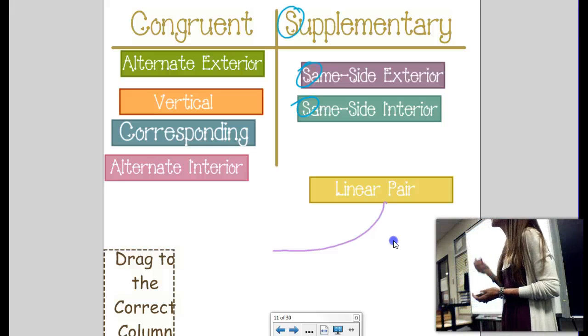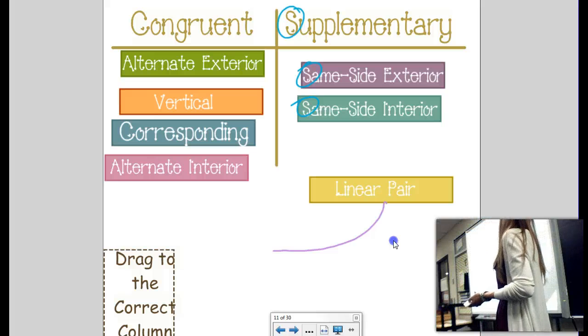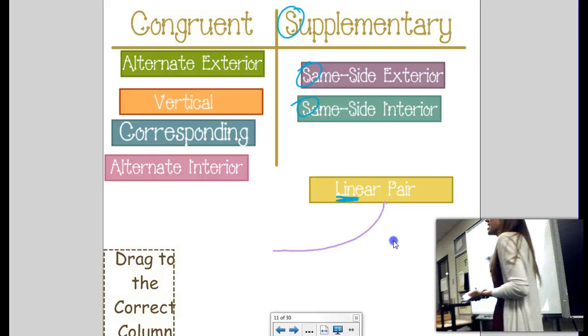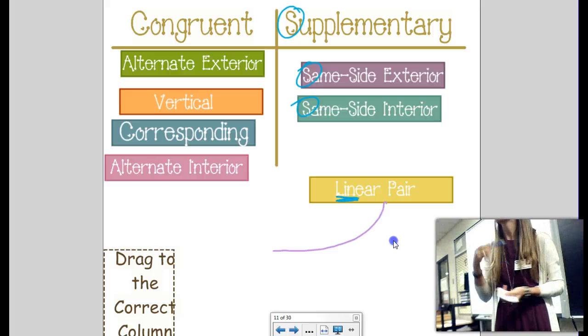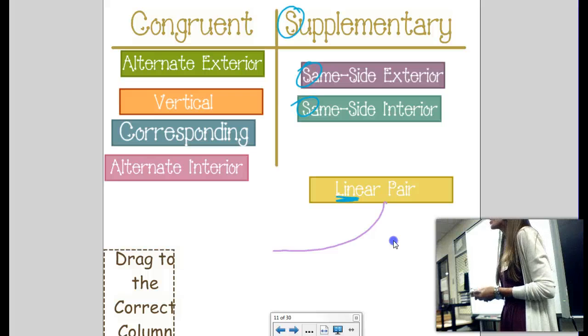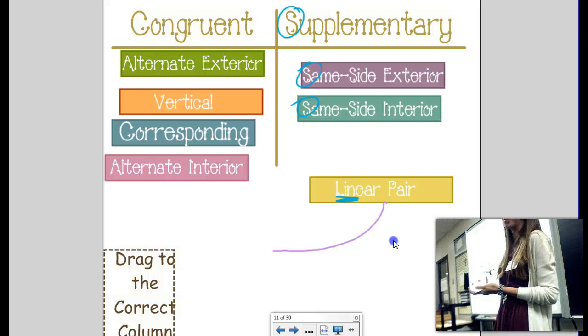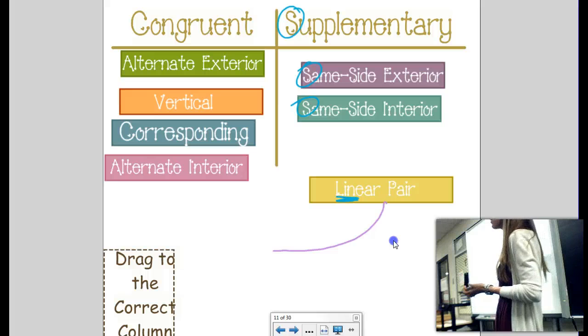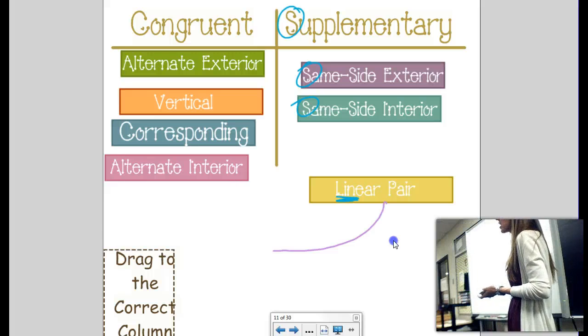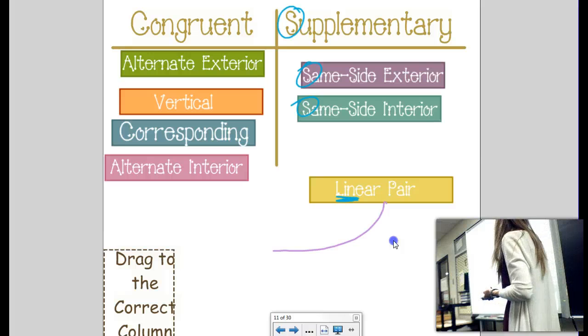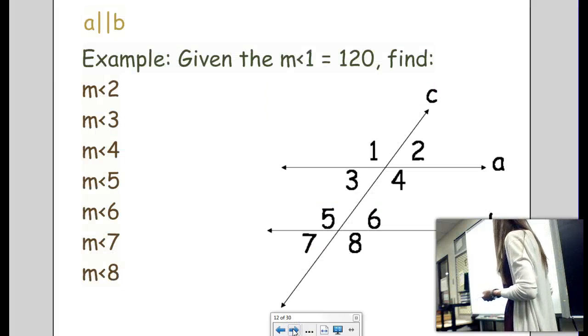What's the only exception to the rule? Linear pair. But we can forgive him because he has the word line in his name. And how many degrees are in a line? 180. So we'll forgive him for not starting with an S, okay? If you can remember this, then you can solve any problem I throw at you about parallel lines and a transversal. Okay? So let's see if we can try some.